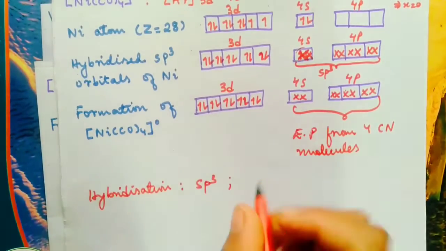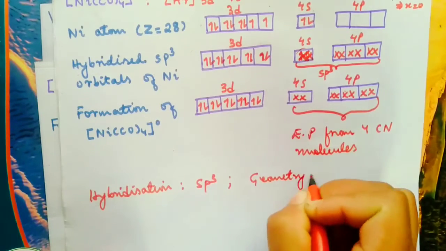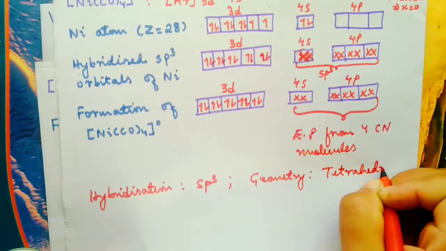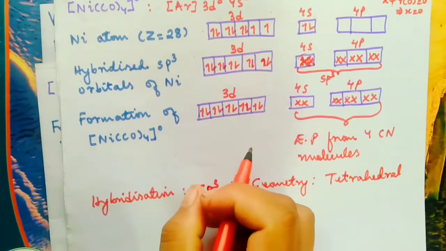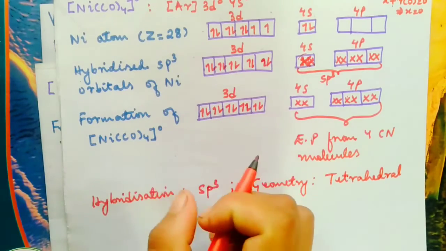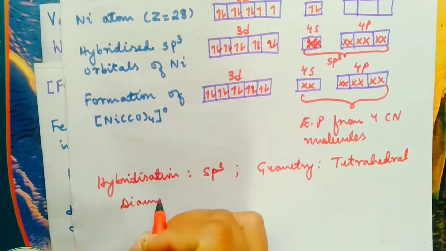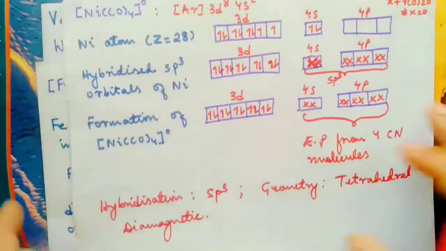If the hybridization is sp3, what is the geometry of the complex? It is tetrahedral. So look here, what about the unpaired electrons? Does it have any unpaired electrons? No. So because of that, it is diamagnetic. So that's all.